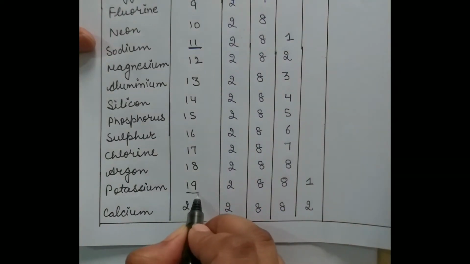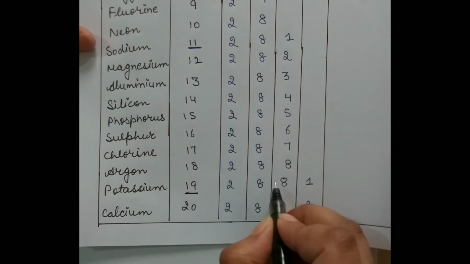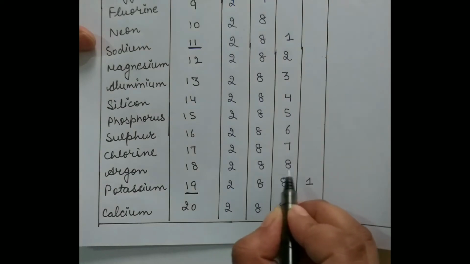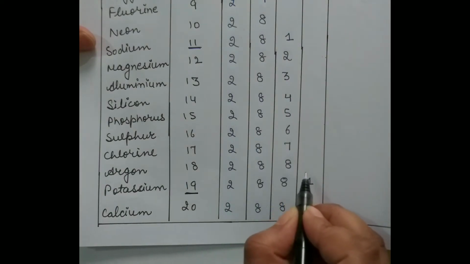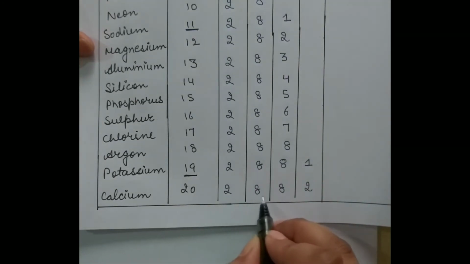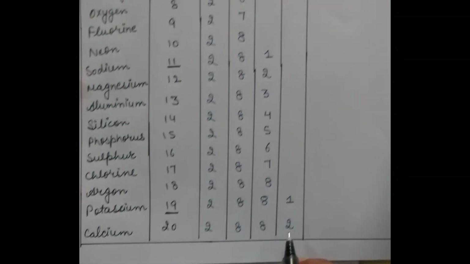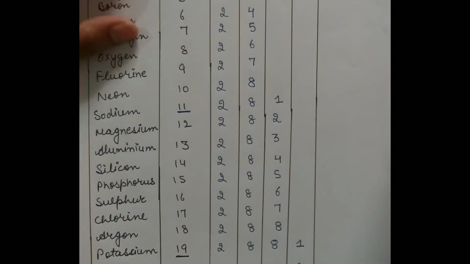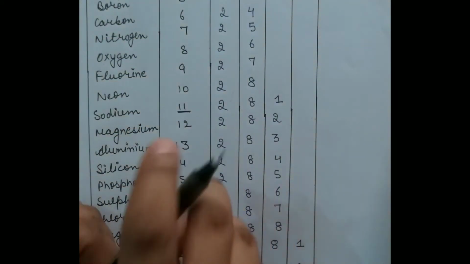Now here again, a maximum of 8 electrons can be there, so it reaches 8, and the next electron will move to another shell. Then calcium is 2, 8, 8, 2. So this is how we can write the electronic configuration of different elements.